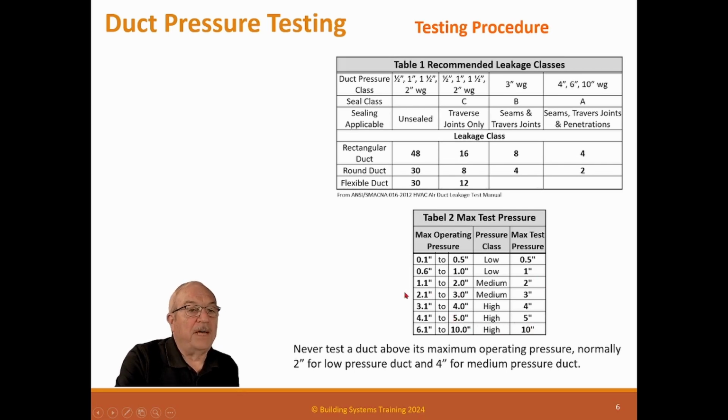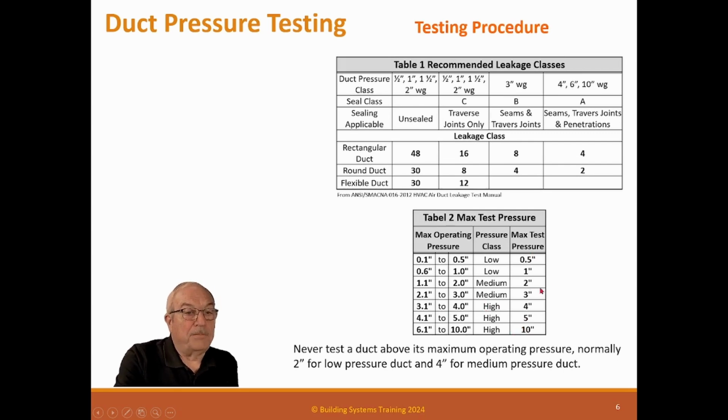If you have a 2-inch pressure system that's 2.1 to 3 inches, then you would test at 3 inches. If you have one that's 4.1 to 5 inches, you would test at 5 inches. If you have 6.1 to 10 inches, you test at 10 inches. So what you're doing is testing at the maximum pressure the duct is built for.